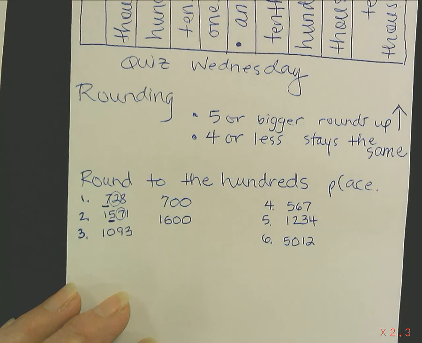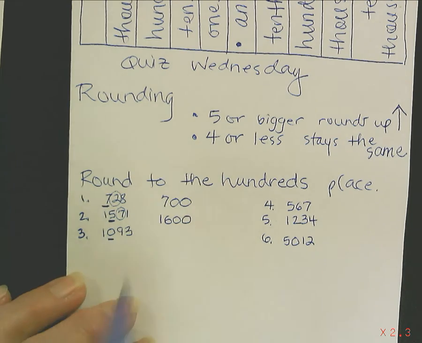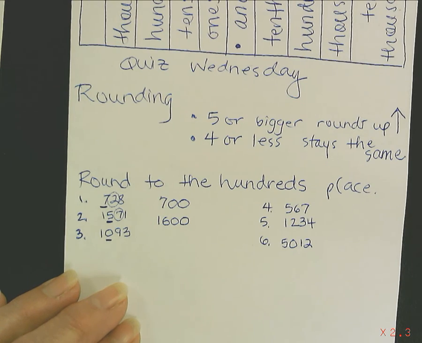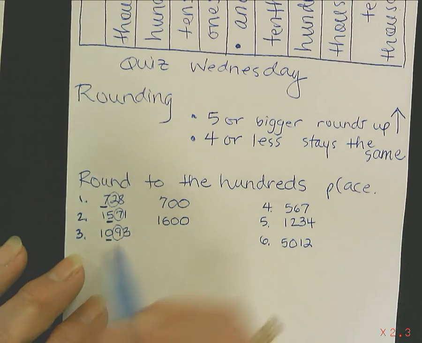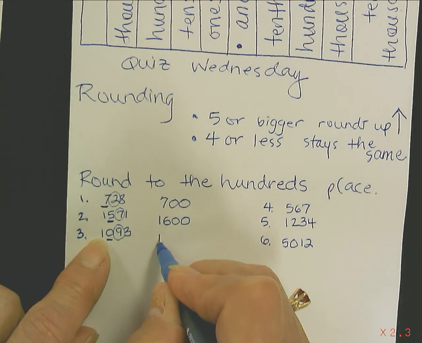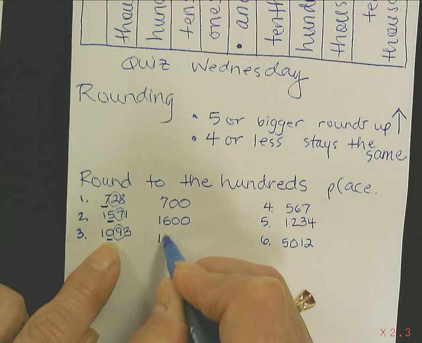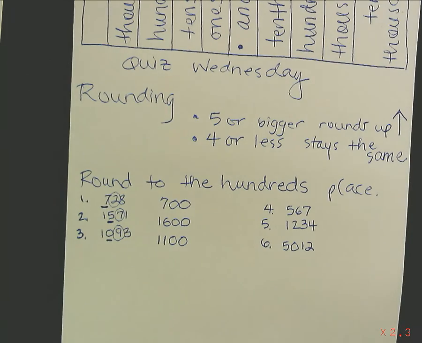All right, number 3. Addie, what digit do I underline? A 0. Underline the 0. That's in the hundreds place. But Davis, what number do I look at to help me figure out about rounding? Look at the 9. John, what does 9 tell me? Bump it up. So the 1 in the thousands place stays the same. 0 bumps up to a 1, and the last 2 numbers become 0. Okay? So now you do the next 3 on your own.